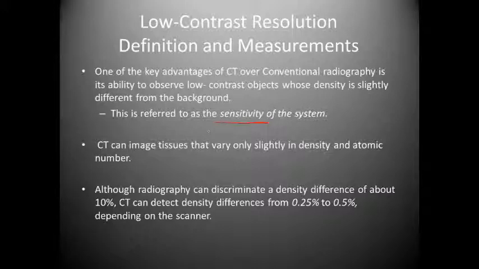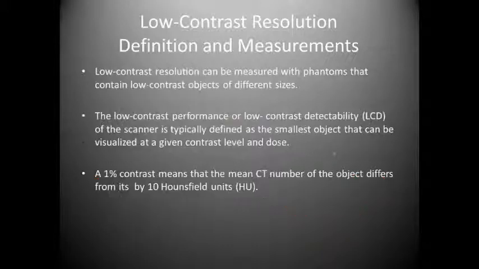CT can image tissues that vary only slightly in density and atomic numbers. In comparison to conventional radiography, we see that conventional radiography can distinguish tissues that have around a 10% difference in density. So there has to be a significant amount of density difference. But CT can really detect those tissues which have a density difference of 0.25% to 0.5%, depending on the scanner and the manufacturer. So we see that CT has a much better ability to visualize all the internal structures of the body. And so that's why CT has been so employed here lately.